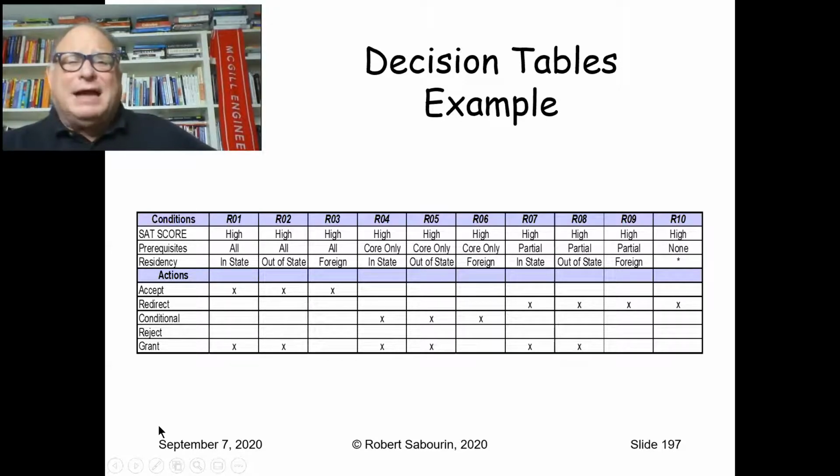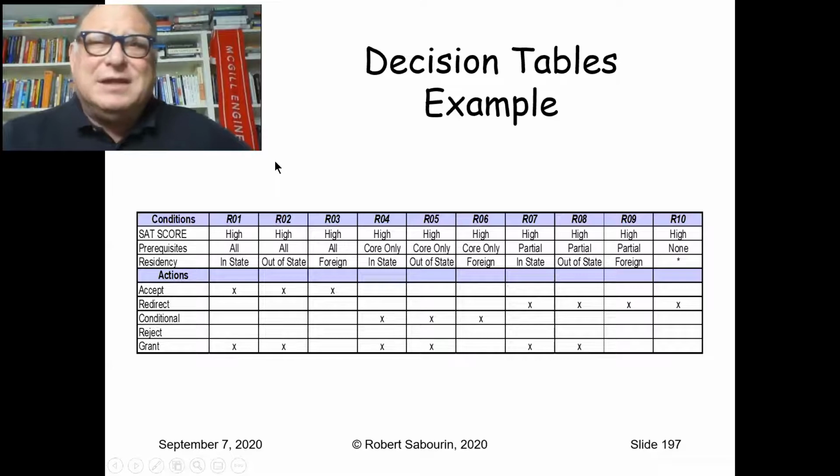And the possible actions are, you're accepted, you're redirected into a new program, you're offered a conditional acceptance, you're rejected outright, and the last one is you're offered a grant, some sort of financial incentive to come to the university. So if we read this from top down, rule number 1 says if you have a high SAT score and all of the prerequisites and you live in state, we're going to accept you right away and we'll even offer you a grant. So that's the first rule.